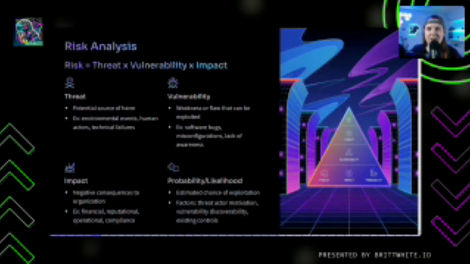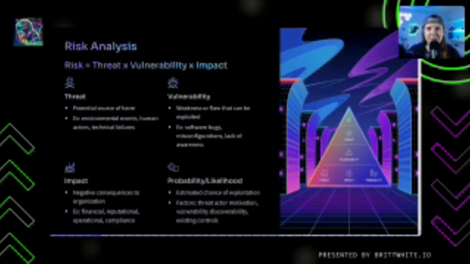Impact is the negative consequence to the organization if a threat successfully exploits a vulnerability. Impact can be financial, a direct financial loss or fines. It can be reputational, damage to the brand or loss of customer trust. It can be operational, a business disruption or a system downtime. Or it can be related to compliance with regulatory penalties.